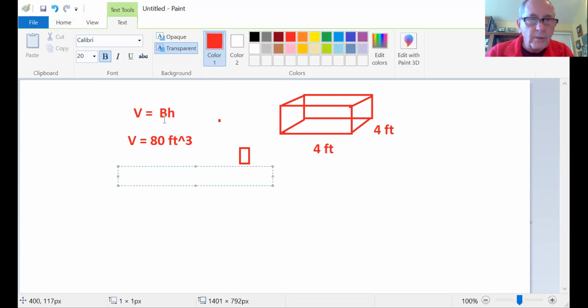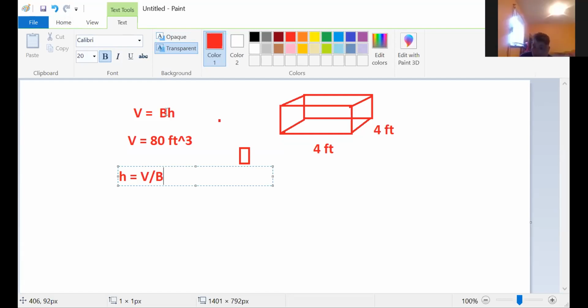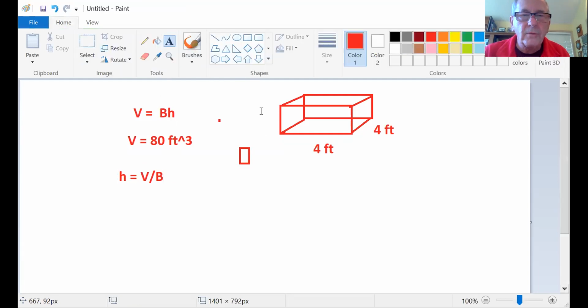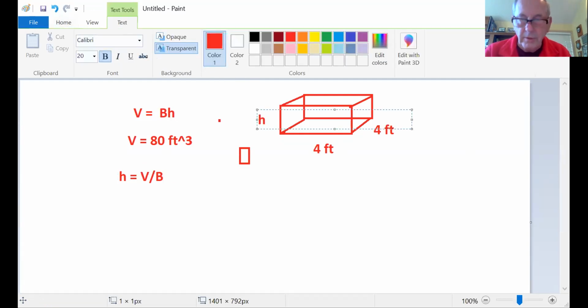So on this equation up here, H is equal to, excuse me, volume divided by base. That makes sense? I'm just solving for H up here, so I'm going to divide both sides by B. So I got V over B. You get the 80 because that's in the problem. They say the volume is equal to 80, right? And then you're just solving for this H. You want to know what is that H. That's what you don't know. That's what you're solving for.